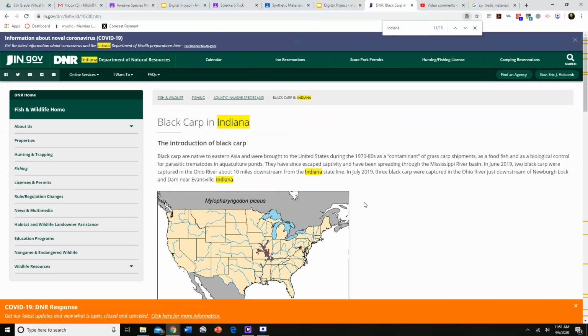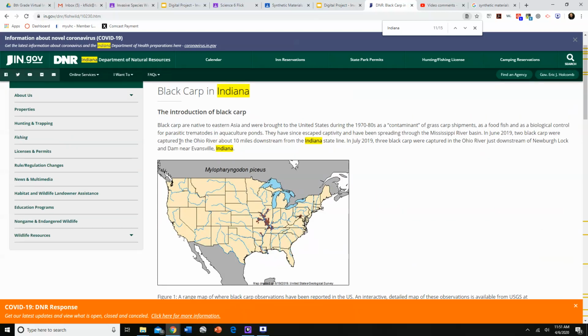What does it say about Indiana? Two black carp were captured in the Ohio River about 10 miles downstream from Indiana. And that was in June of 2019. So it looks like we first started seeing them in Indiana very recently.